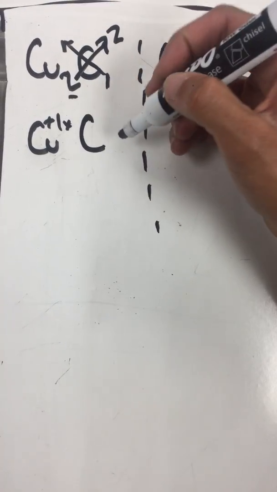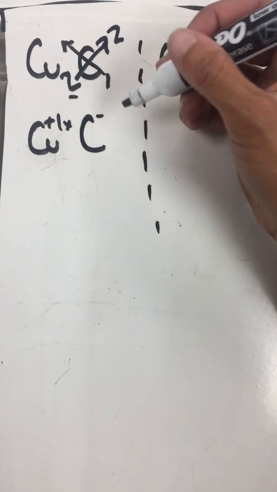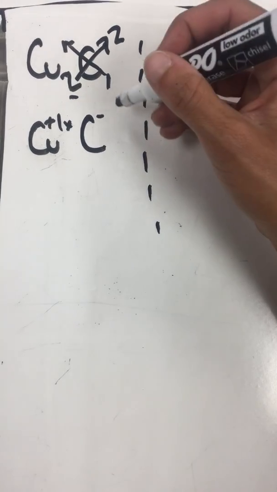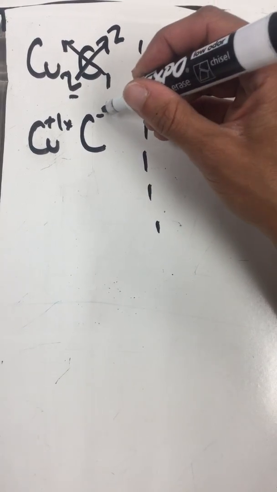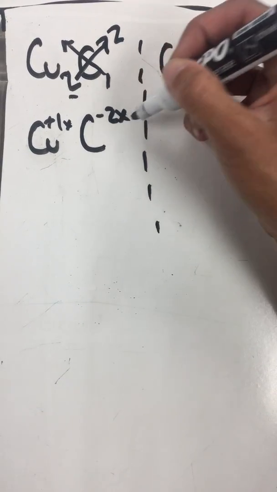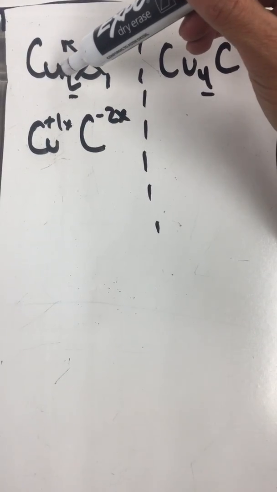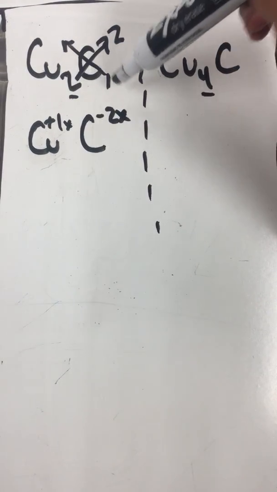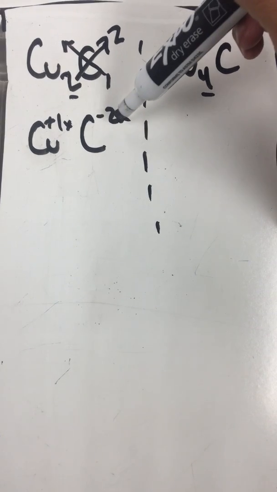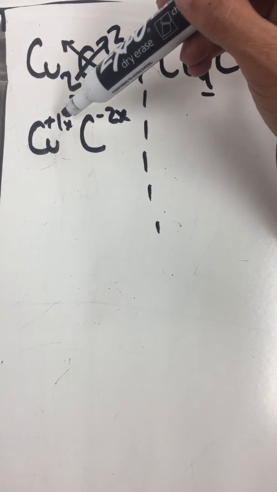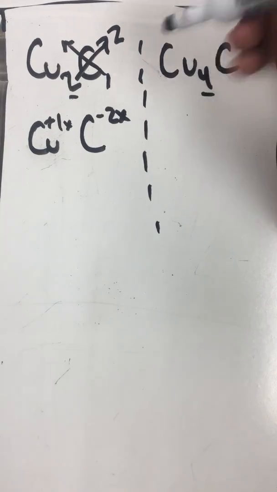In the same way, we have our carbon, and I'm going to put a negative here because carbon is a nonmetal, and nonmetals are negative here. And I know it's going to be 2, but it's going to be 2 times something. So I know I'm going to have 2 times the amount of coppers for each carbon, and that means that the charge of carbon's going to be 2 times more than that of copper. Okay?